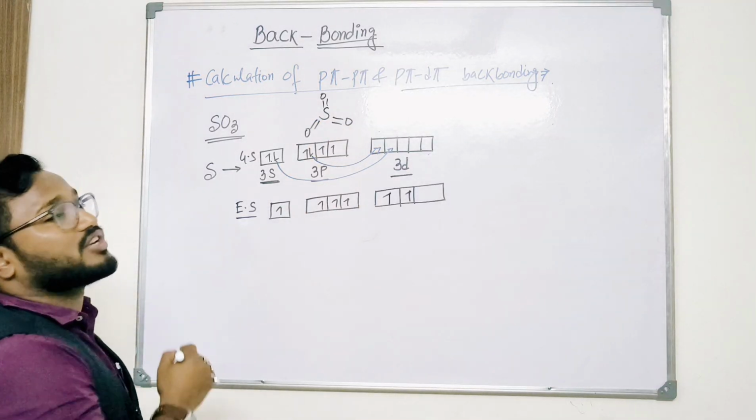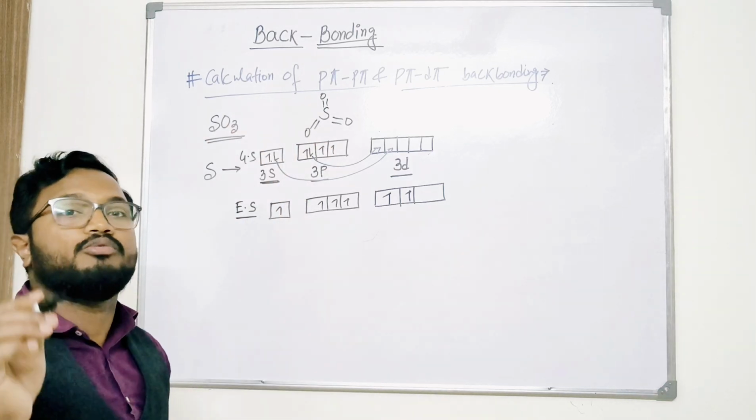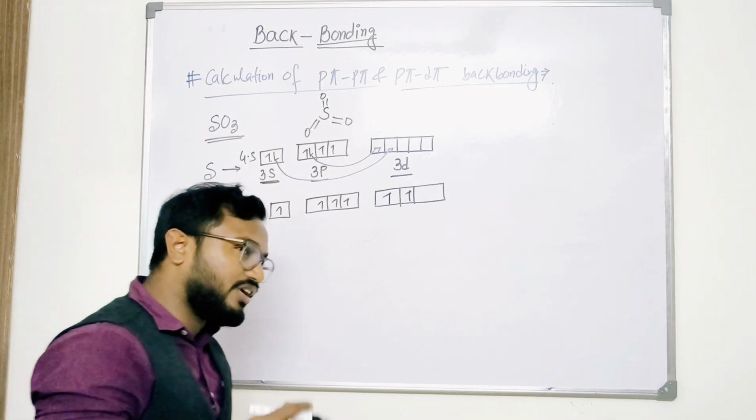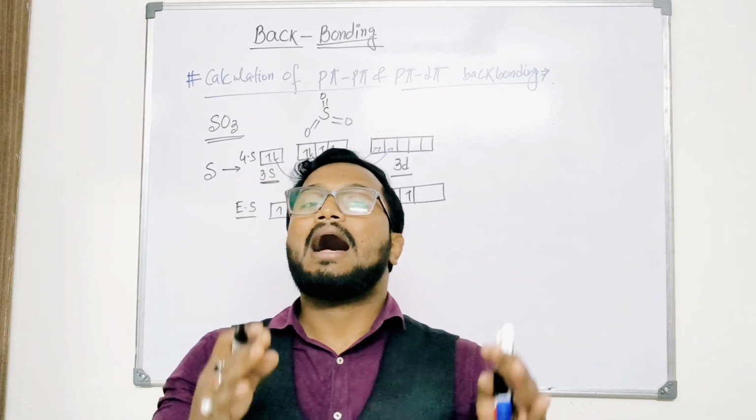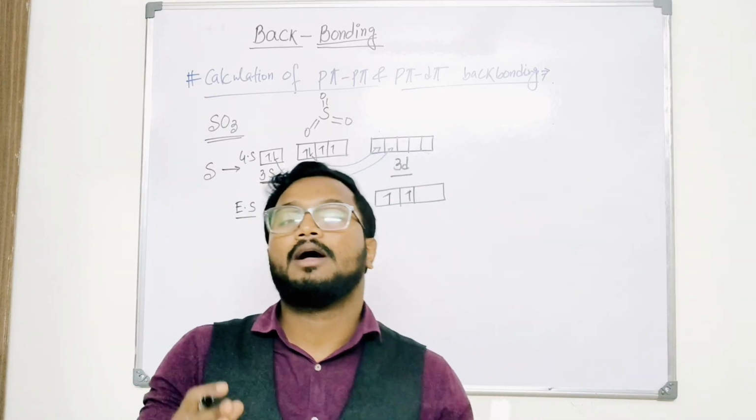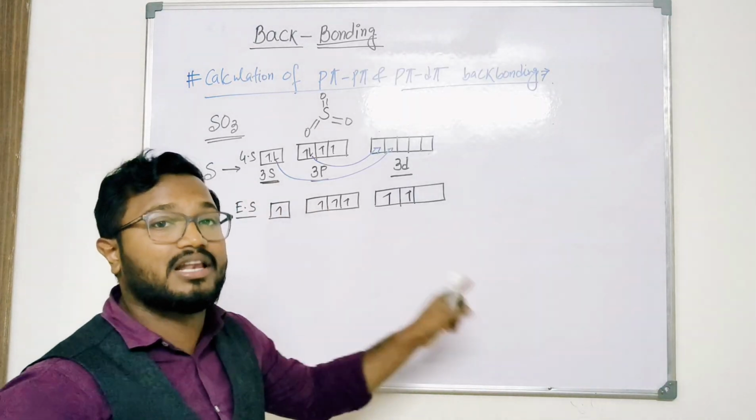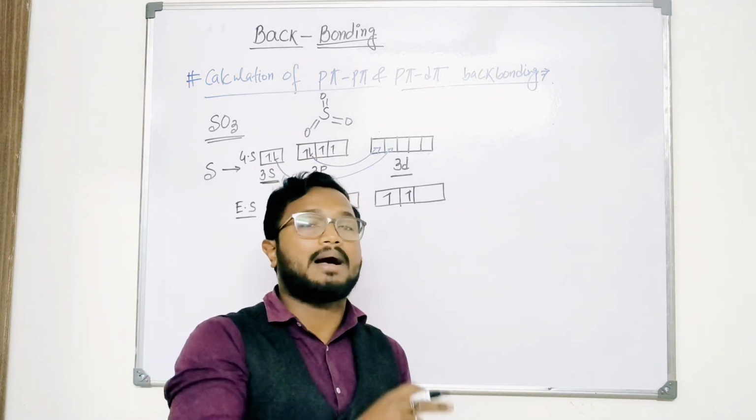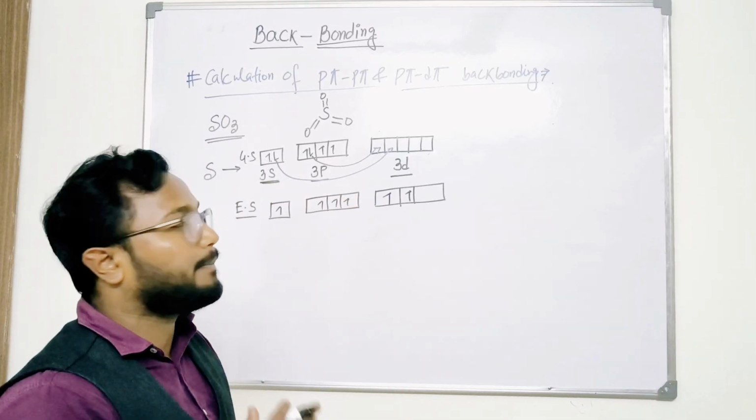So in each case, there is 1 sigma and 1 pi with each SO. Whenever a bond is formed, first the sigma bond is formed. After formation of the sigma bond, the pi bond forms. So first the electrons that are available will make the sigma bond. After that, they will be involved in making the pi bond.